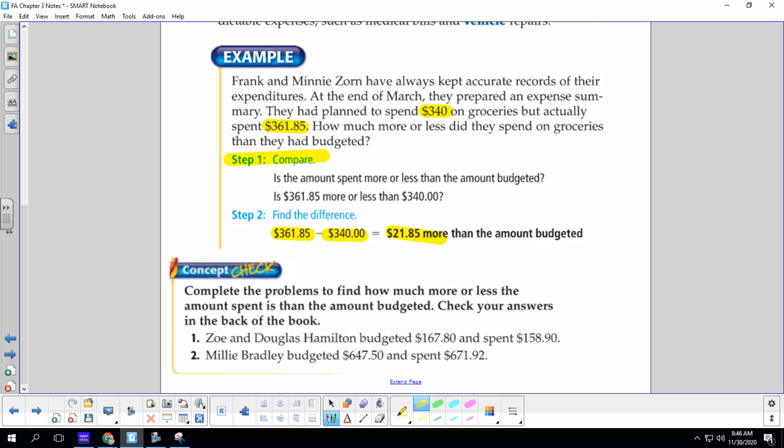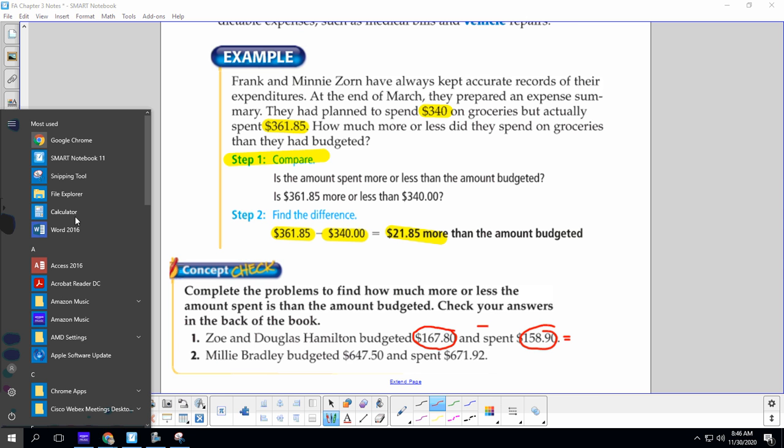Okay, let's do these two example problems together, and then you'll be ready for the practice assignment. All right, Zoe and Douglas budgeted $167.80. They spent $158.90. So we are going to subtract those two. And so let's grab our calculator.